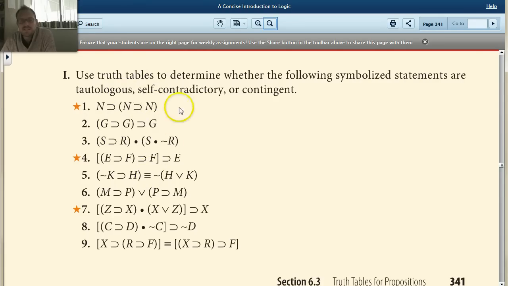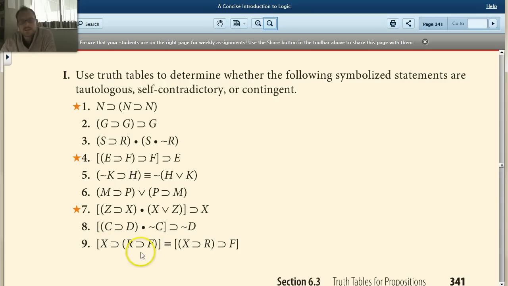These first two are easy because these are 2 lines you're going to need. This one you're going to need 4 lines because you've got an S and an R, right? So that's going to be 4 lines. E and F, 4 lines. H and K, 4 lines. MP, 4 lines. ZX, 4 lines. You can see mainly they're going to give you 4 lines.